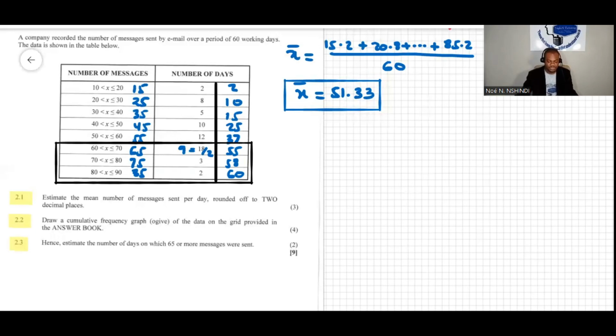Now we can say for 2.3, the number of days will be 9 plus 3 plus 2. So this is equal to 14. So there are 14 days. Okay, thank you.